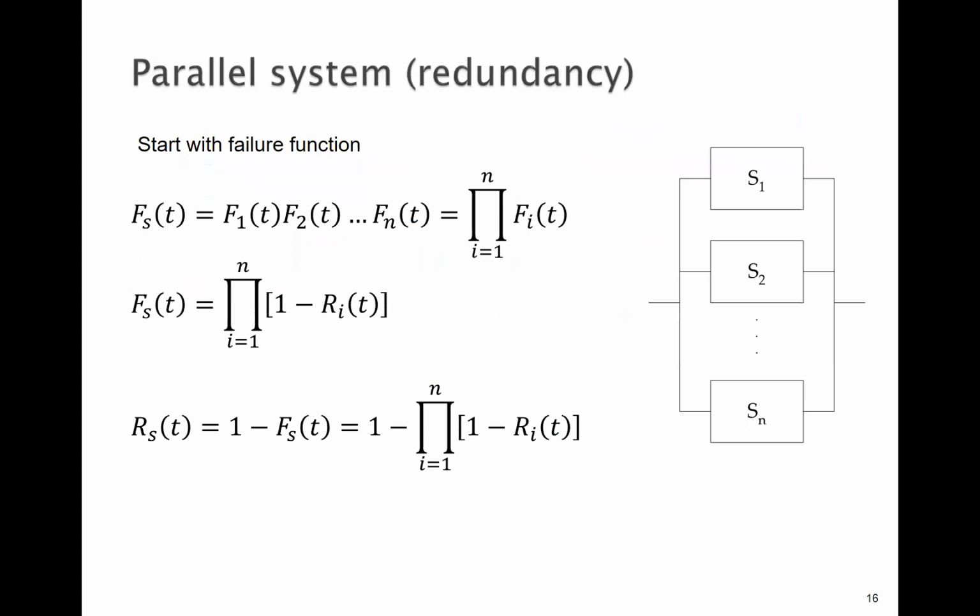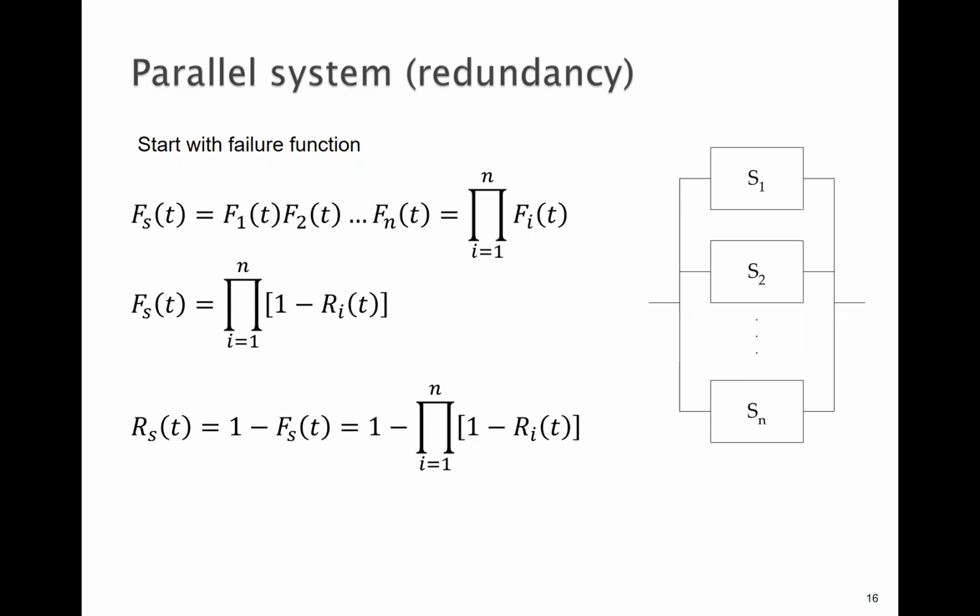A parallel system or redundant system is quite common in aerospace. Almost all equipment in aerospace systems is redundant. There are always two identical systems working together, and if one fails, the other still works.